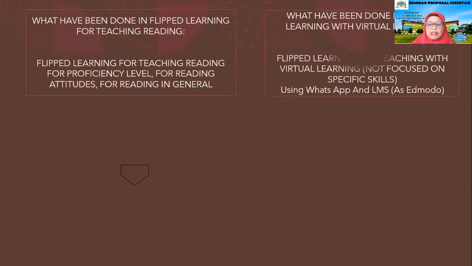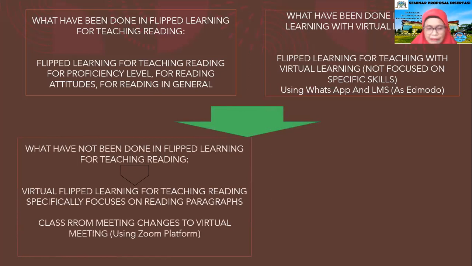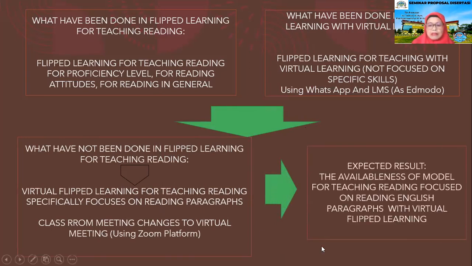What has been done in flipped learning for teaching reading is for proficiency level, for reading attitude, for reading in general. And what has been done in flipped learning with virtual is by using WhatsApp and MS. I did not find yet the research on flipped learning by using virtual meeting by using the Zoom platform. So this is what I would develop, and the expected result of this research is the availability of the model for teaching reading, focused on reading with paragraph, by virtual.